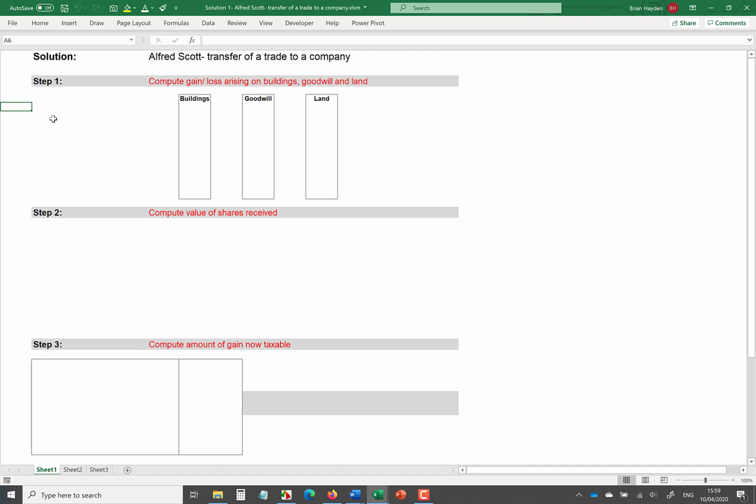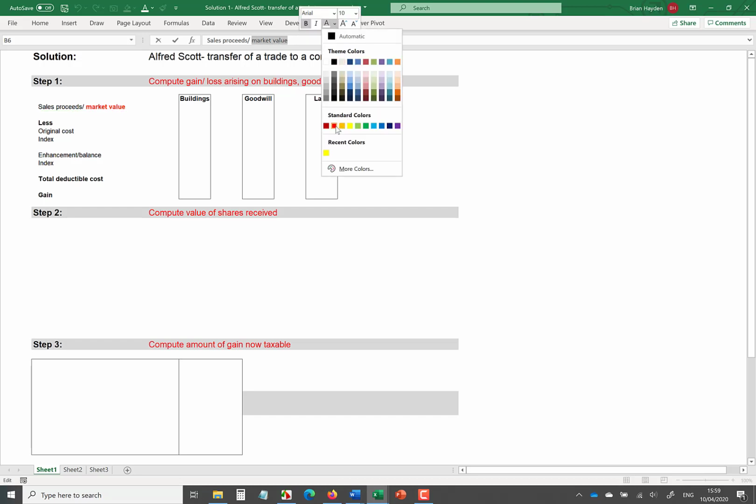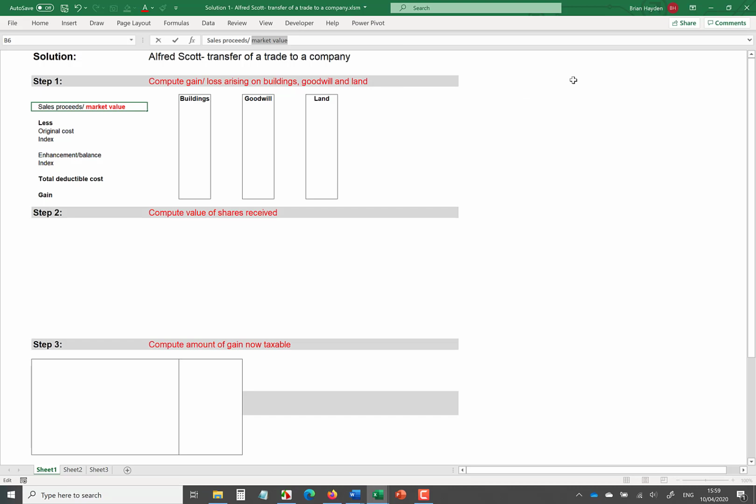So I've got the solution screen now displayed, and the first step is to compute the gain or loss on the relevant assets, the buildings, the goodwill and the land. So we're going to be looking at the sales proceeds, or specifically the market value. I'm going to highlight those words in red just to make them stand out, because that's what I would be taking from the question.